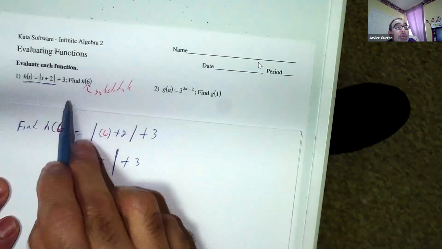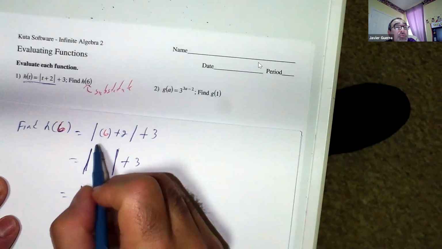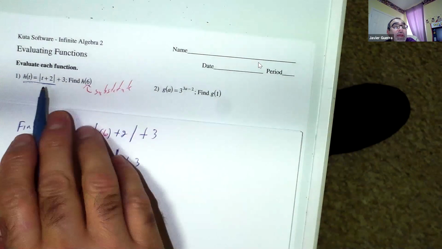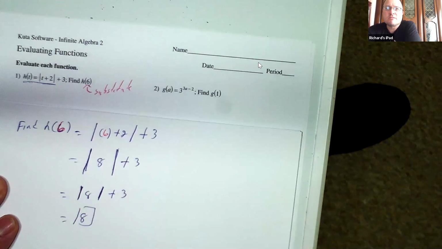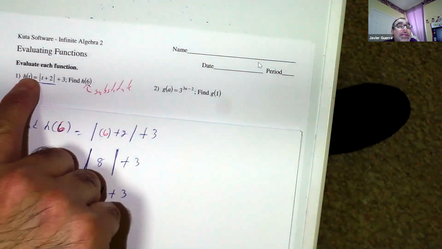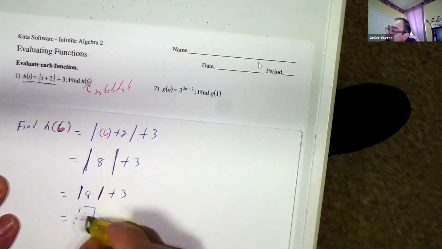So when you take your test, make sure you write the problem correctly, because I already messed up. I only put the absolute value. I didn't put the 3. So you're right. On the other side of the equal sign, you put H with 6 in parentheses. I'm substituting the T. Whatever is inside the parentheses, that's where you substitute the number.